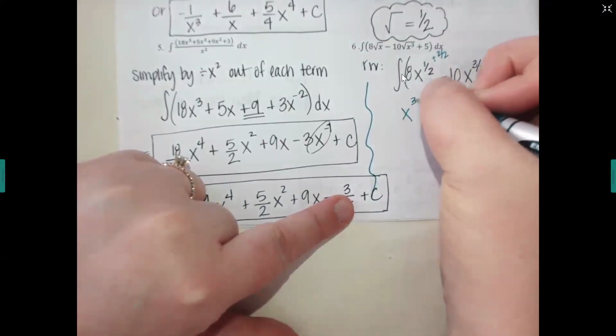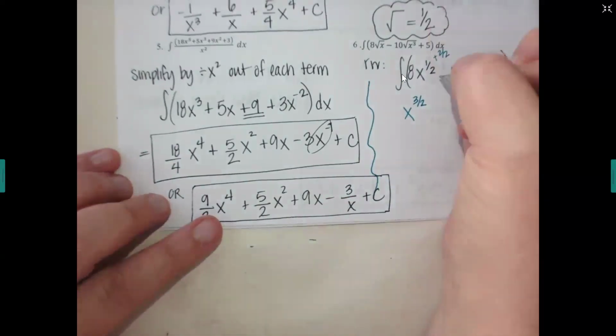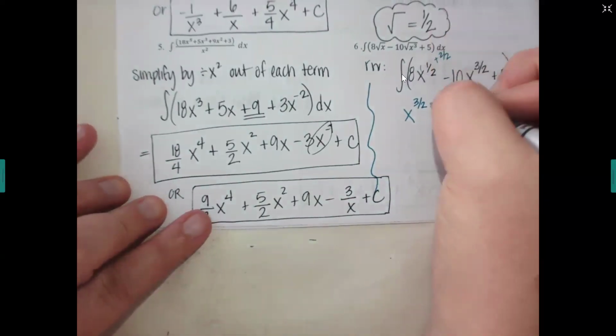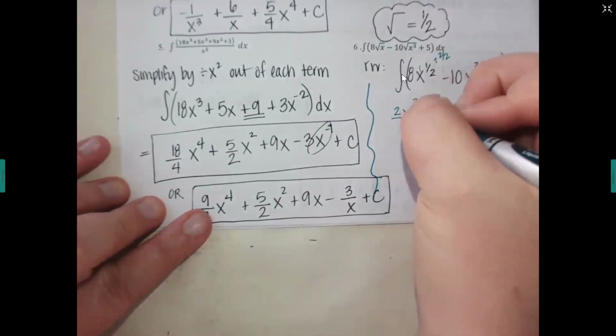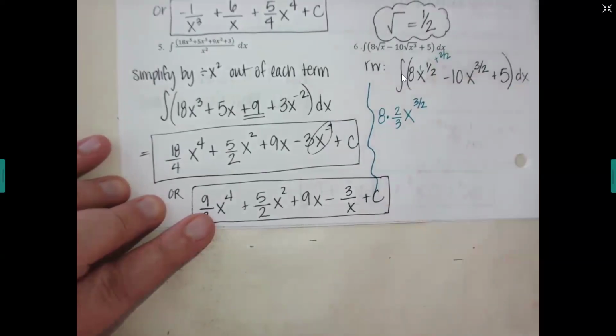X to the 3 halves. Okay, now be careful on this. We want to divide by 3 halves. Then what are we going to multiply by? 2/3 is correct. So I do 1/2 plus 2 halves is 3 halves. Then I'm going to put a 2/3 in the front, and that's going to multiply with the 8 that was already there.